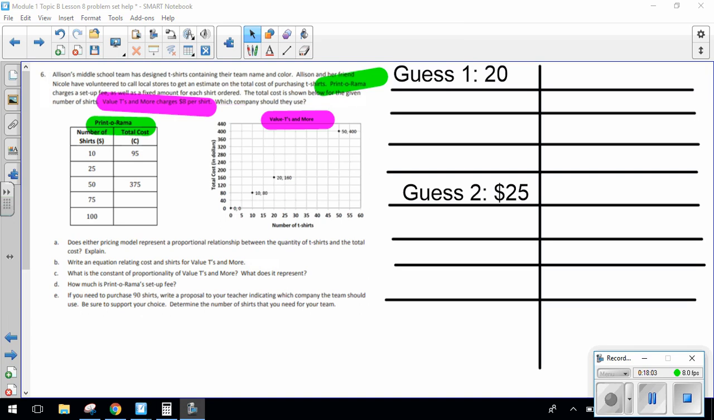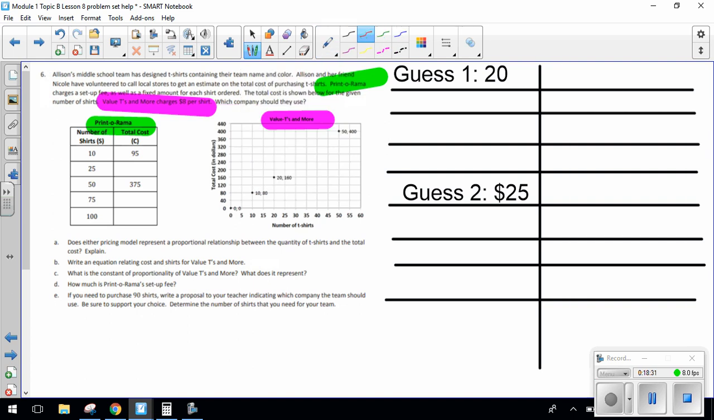Okay, so here's a little table that I made. I know it's probably not making much sense right now, but why don't you take maybe a minute, pause the video, copy this chart down, and we're going to figure out what the cost per shirt plus the unit rate is for Print-O-Rama. All right, so the numbers that I'm going to use are this 10 and 95 and this 50 and 375.